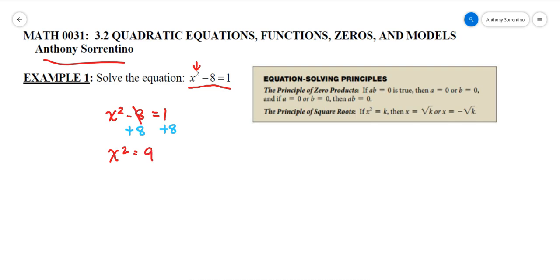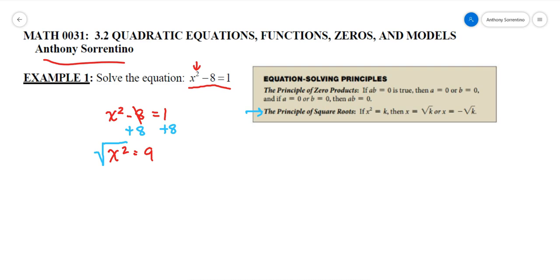x is still not alone on the left-hand side because that square is attached to it. So I have to think, what do I need to do to get rid of a square? Well, the opposite of squaring is square rooting. When I start dealing with numbers, though, I have to be aware of the principle of square roots. If x squared equals k, then x equals the square root of k, or the opposite of the square root of k. Because remember, a square root symbol only produces positive results.